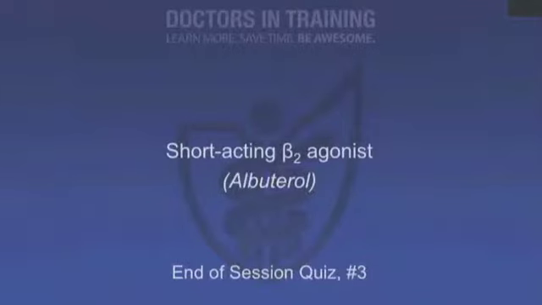All right, the next question. What medication would you use to treat the following patients? The first one is a 9-year-old girl with mild intermittent asthma who needs quick relief. Well, remember, mild intermittent asthma, all she really needs is a rescue inhaler, that short-acting beta-2 agonist, so that's albuterol.